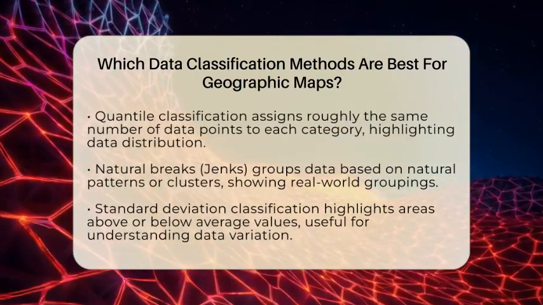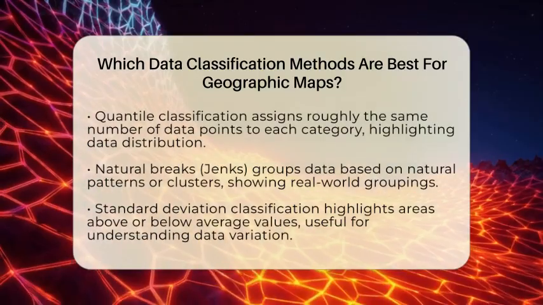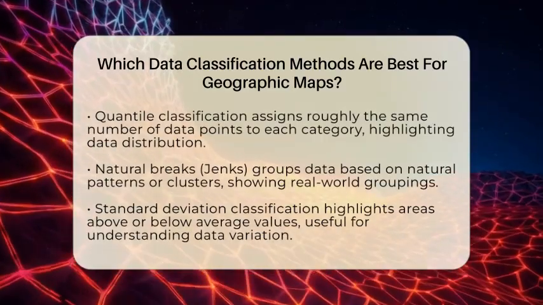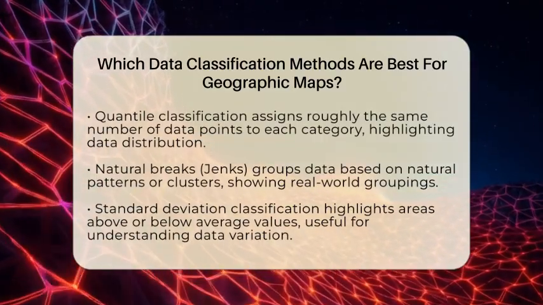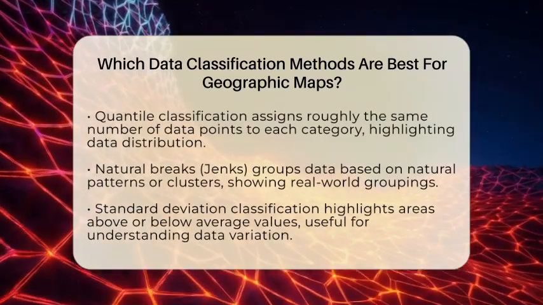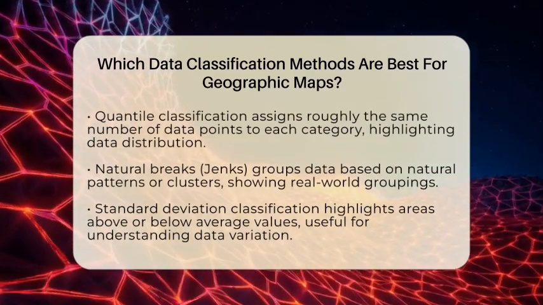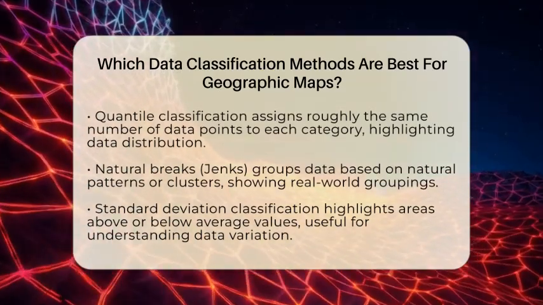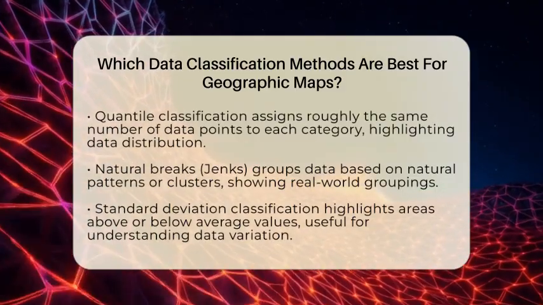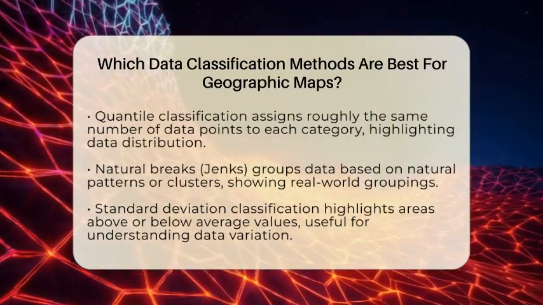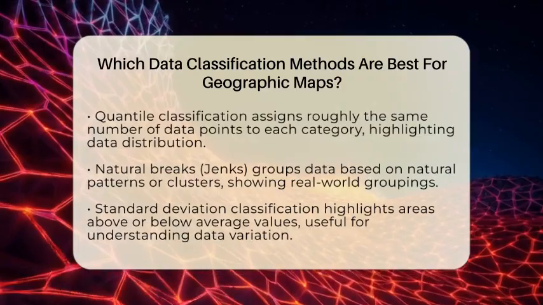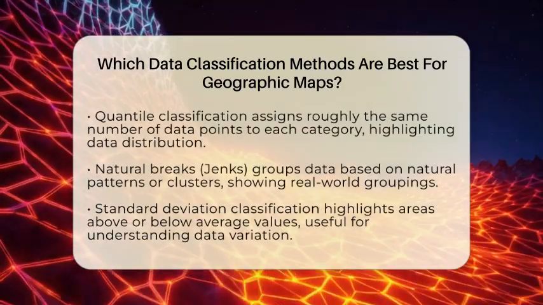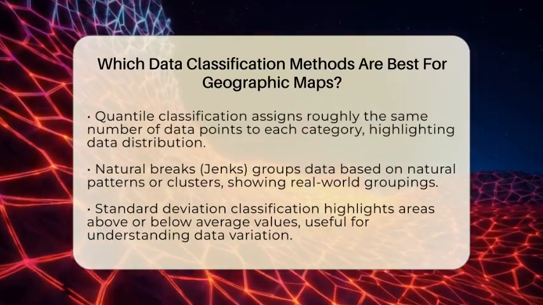Another method is quantile classification. It makes sure each category has about the same number of data points. If you have 100 cities and want to show their populations, each class might have 20 cities. This helps students see how many places fall into each group, especially when data is uneven. It is useful for teaching about data distribution because it highlights areas with more or fewer data points.